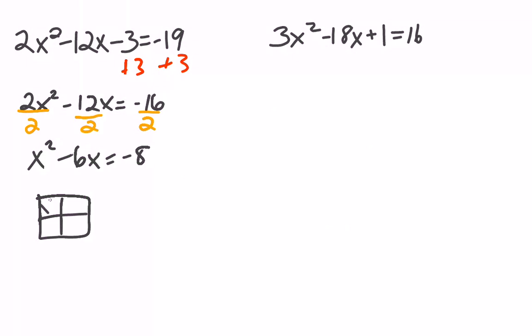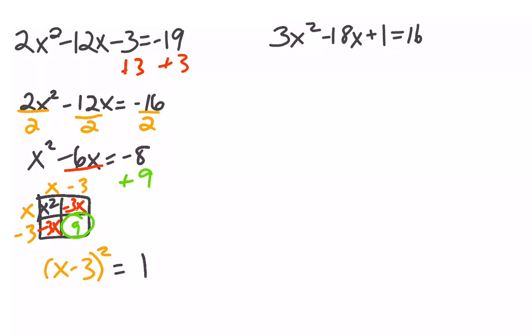x squared goes in the top. Split the negative 6x in half. Factor it out. And then negative 3, negative 3. x minus 3. Negative 3 times negative 3 would be 9. So plus 9 equals negative 8 plus 9 would be 1.